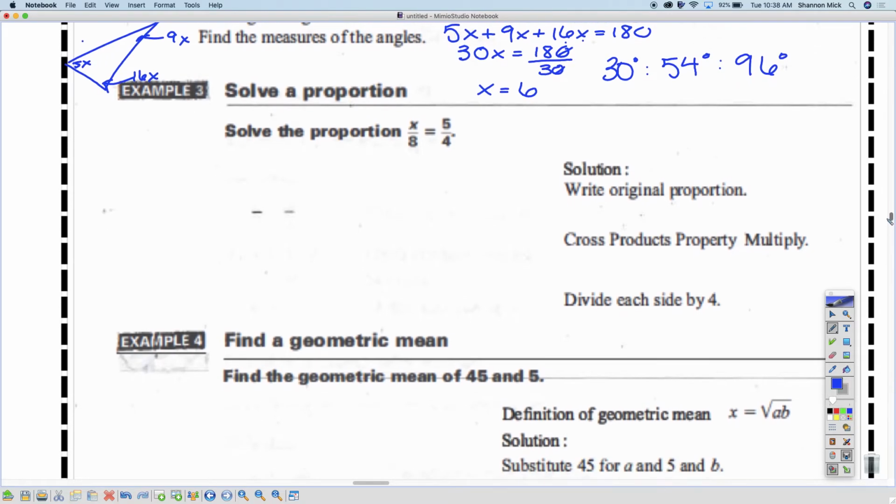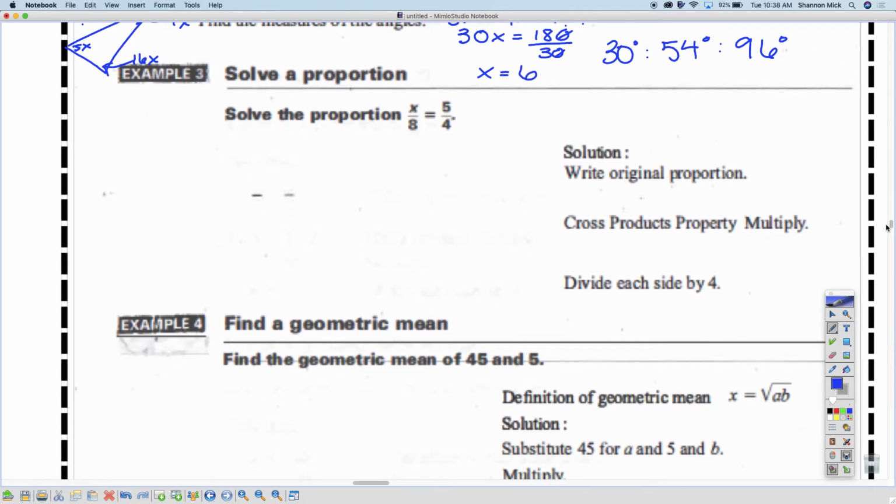Okay, so solving a proportion. I put the steps here. So what's it say? Write it as a proportion. If they gave you colon form, you should write it as a proportion. So just write it out. Then cross multiply. So this says I should do 4 times x equals 8 times 5, right? So 4x equals 40. Then divide by 4, not x, just 4. So x equals 10.